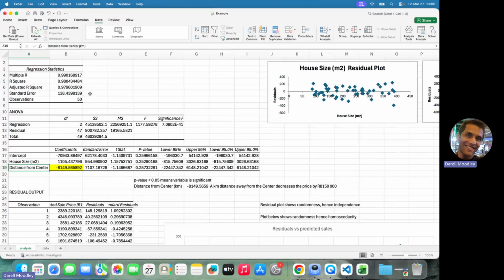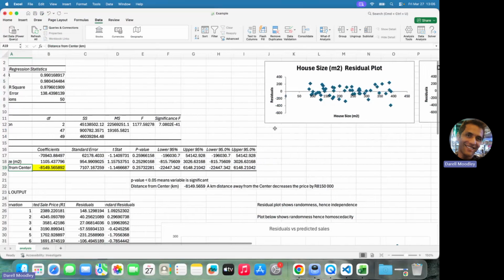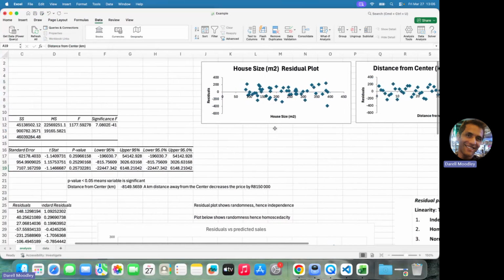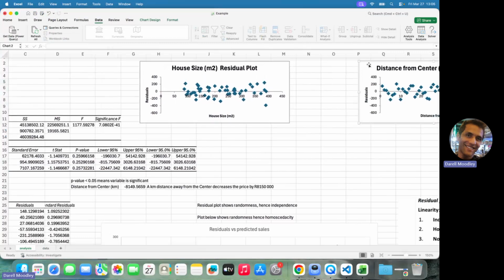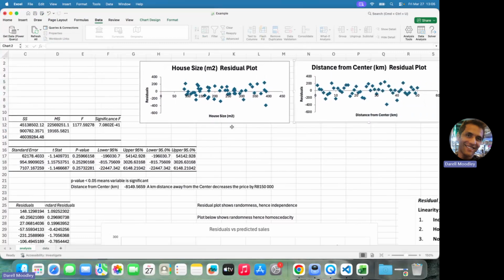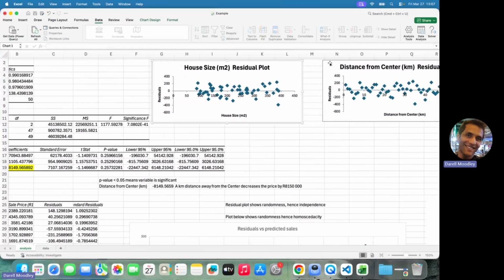Okay, after you've got this output from running the regression function, you're going to get this table here. So let's look at the residual plots that we got when you click that option. Here it is for house size, your x1, and this is for your distance from the city center. A bit closer here to make it easy to see.